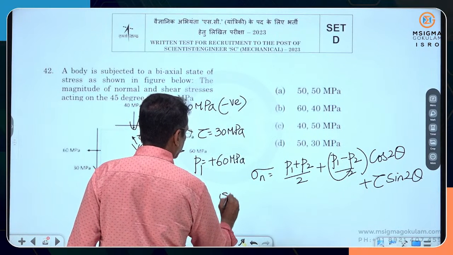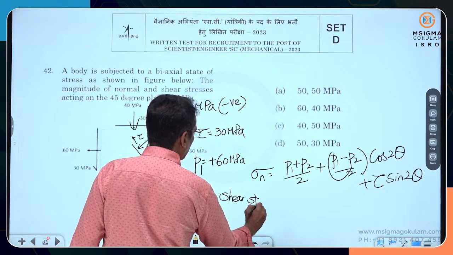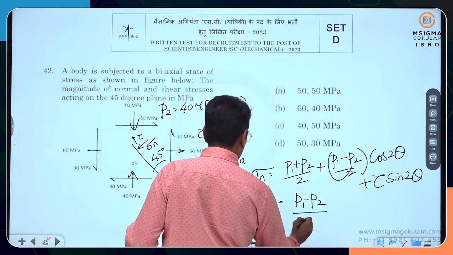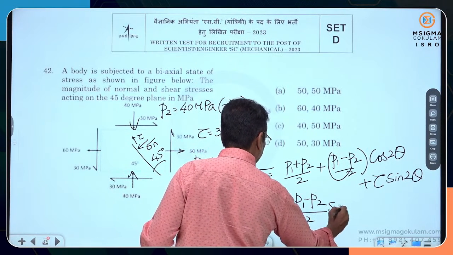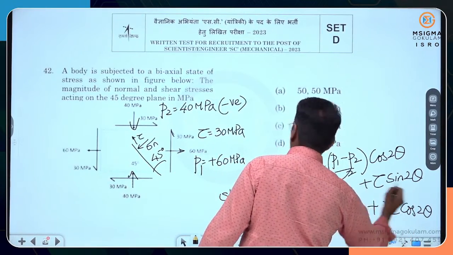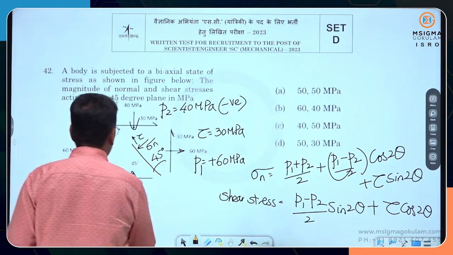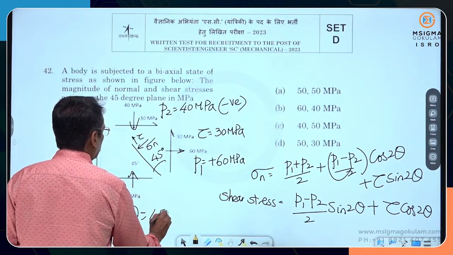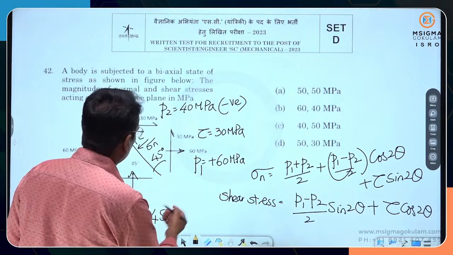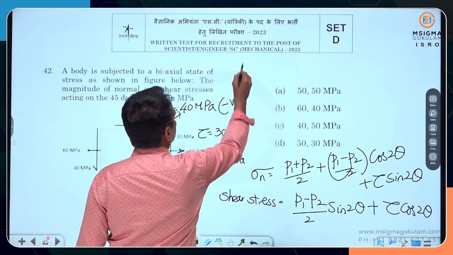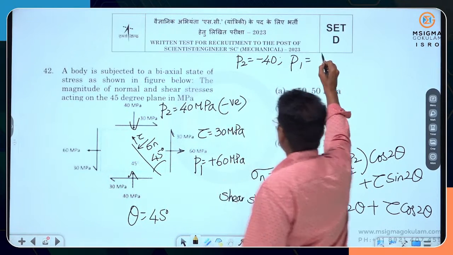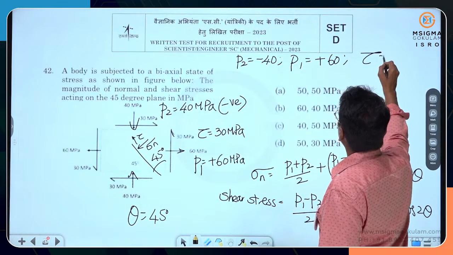What is the shear stress? P1 minus P2 by 2 sin 2 theta plus tau cos 2 theta. Put theta is equal to 45 degrees. Here the theta is 45 degrees. Now just substitute that. Here the P2 should be considered as minus 40, P1 is plus 60, tau is 30.